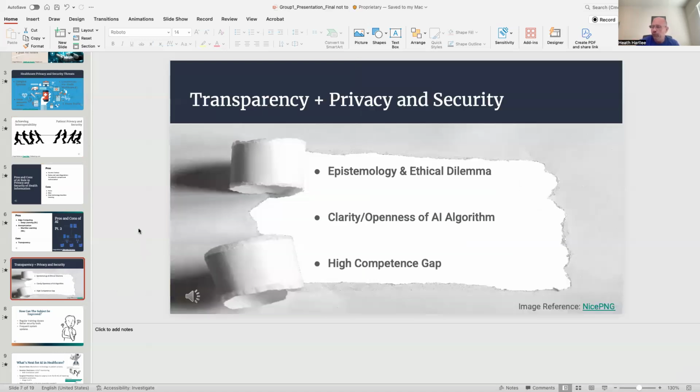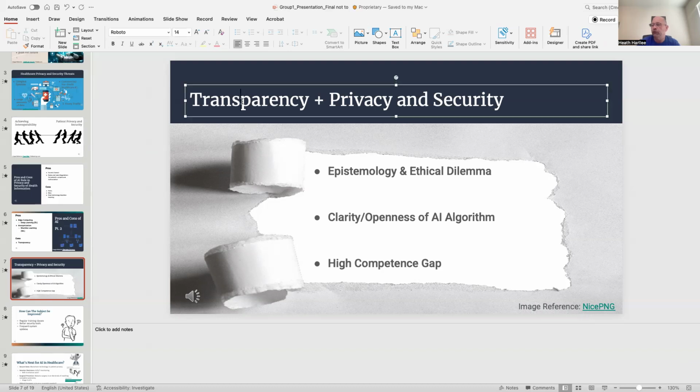When you get to here, you would say, "Now I'm going to pass it on to Dr. Mori, and Dr. Mori is going to speak to you about transparency, privacy, and security." And Dr. Mori would introduce herself and say, "Hi, my name is Dr. Mori. I'll be discussing transparency, privacy, and security. And some of the bullet points that we'll cover are epistemology and ethical dilemma, clarity, openness of AI algorithm, and high competence gap." And then you would go into the description.